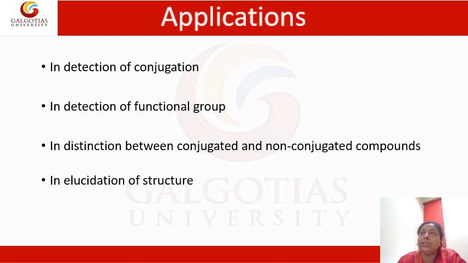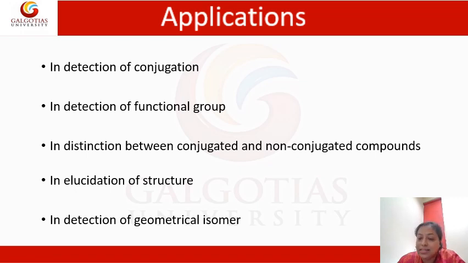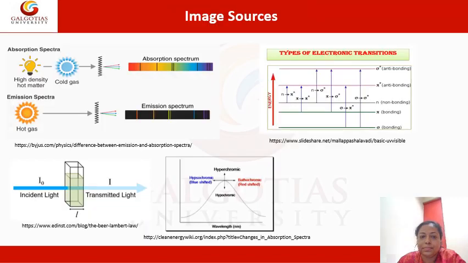So in a nutshell, we can say that it is a very important analytical tool which is used for the detection or elucidation of the structure of organic compounds. And it is also used for differentiating between trans and cis, so geometrical isomers can also be detected on the basis of it.